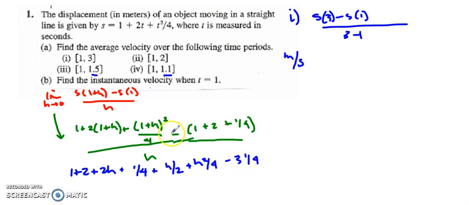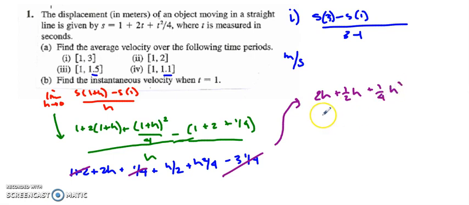Okay, so let's see how I can simplify this. It actually works out nicely. So my 1 and my 2 and my 1/4, that's 3 1/4 minus 3 1/4. And what you should see is, what I have left is 2h plus 1/2 h plus 1/4 h squared. And remember, this is all divided by h. So I can simplify here.